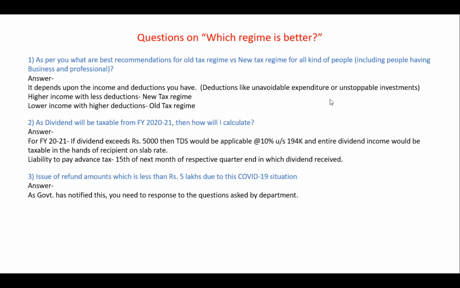Due to this, you need to respond to the few questions which have been asked by the income tax department on your portal. If you are still unable to do so, you can contact us. We shall guide you for the same. And this is actually a complimentary service which TaxBuddy is providing, and we are not charging any fees for this service.